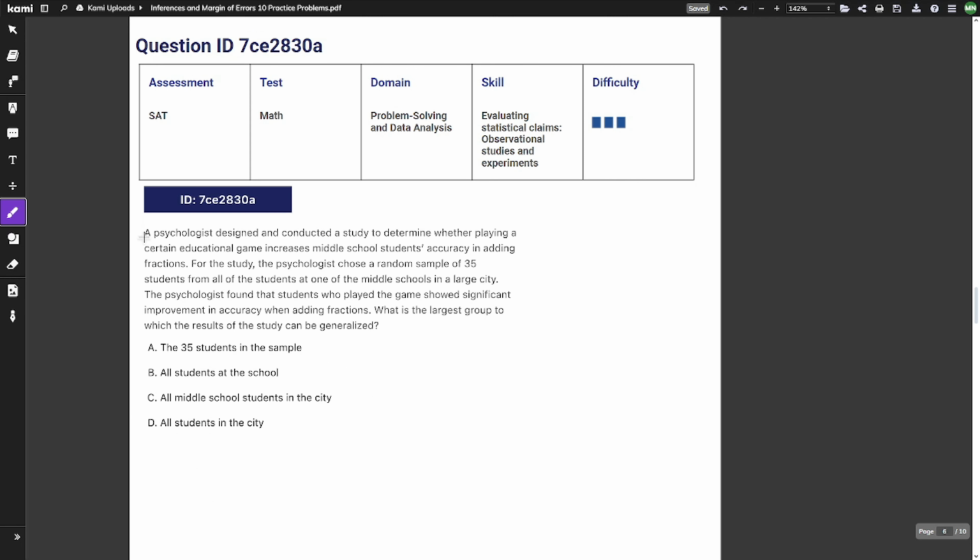Question number 6. A psychologist designed and conducted a study to determine whether playing a certain education. Alright guys, I'm not gonna lie, I'm getting tired of reading all this. I'll just skip down here and you'll see that it's the largest group question.